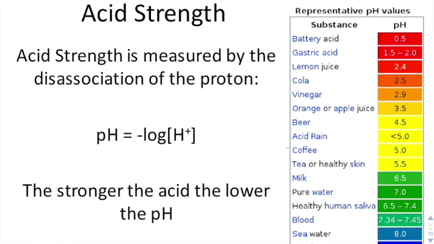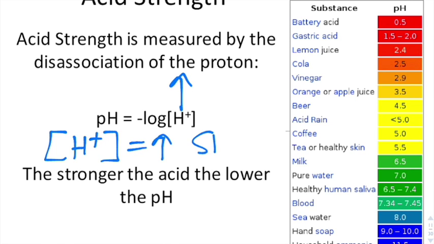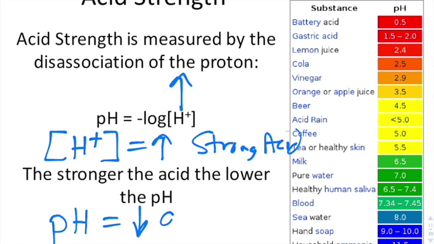Acid strength is measured by the dissociation of the proton. So whenever you have a free proton, that's considered to be a strong acid. Now, one thing that you need to recognize is that as the concentration of H plus goes up, you have a strong acid. But now the problem is this: the pH actually goes down as H plus goes up. Because it's a logarithmic relationship, you have this negative log. As one goes up, the other goes down.